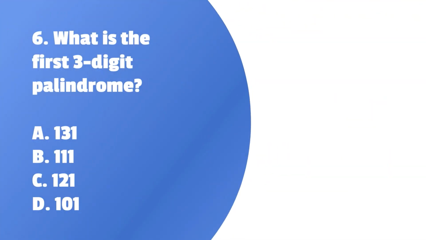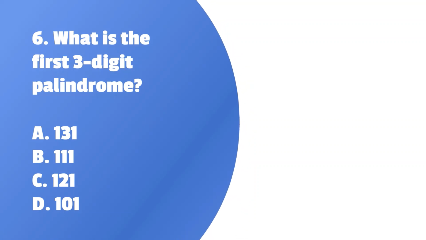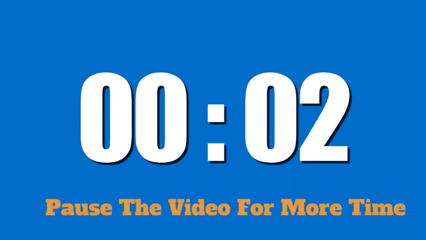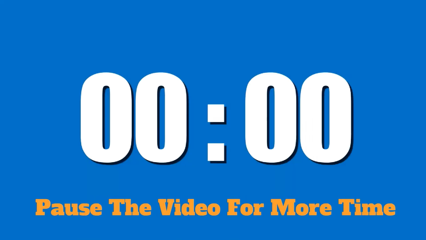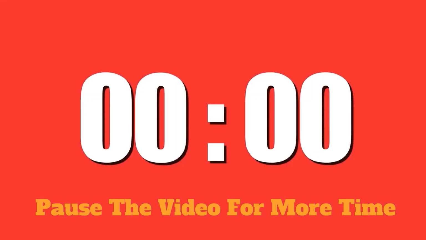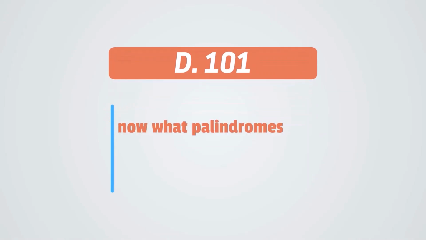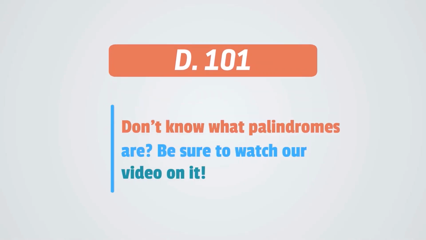Number 6. What is the first 3-digit palindrome? A. 131, B. 111, C. 121, and D. 101. Pause the video for more time. The answer is D. 101. Don't know what palindromes are? Be sure to watch our video on it to learn about them.